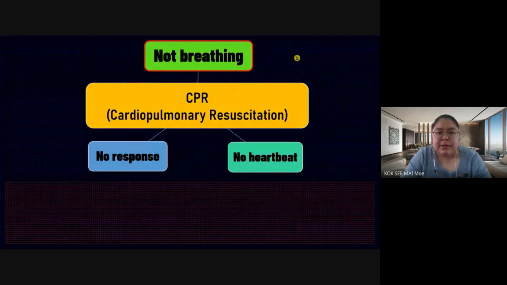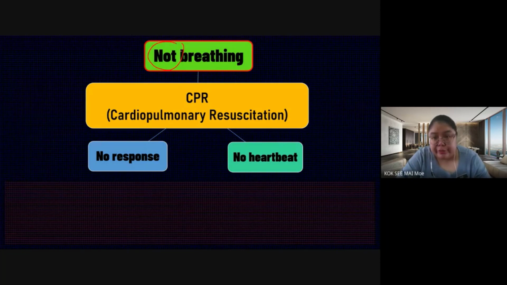In what situation do we need to apply CPR? First, when the victim is not breathing. Make sure they are not breathing. Number 2, no response. You have called so many times already, and they still have no response. Another situation is no heartbeat, so you need to check. No breathing, no heartbeat, and no response. For these 3 situations, you need to start to do the CPR.